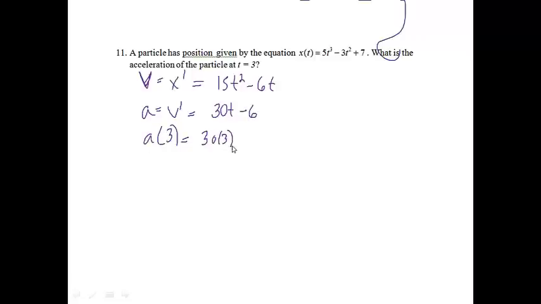So first of all, to get from position to velocity, I'm going to take the derivative of position, and when I do that, I will get 15t squared minus 6t. And then to get to the acceleration, it's the derivative of velocity, and that is going to be 30t minus 6, and I would like the acceleration at 3. So if I plug in 3 here, I will end up getting 90 minus 6, which is 84.